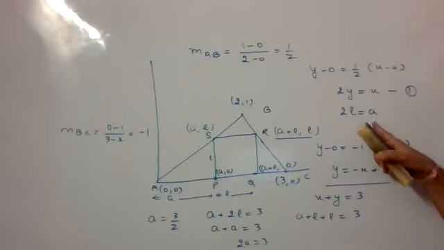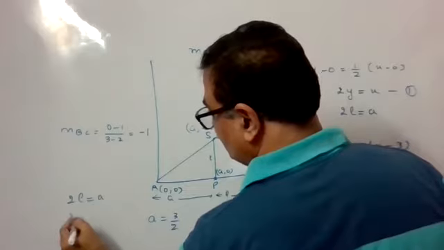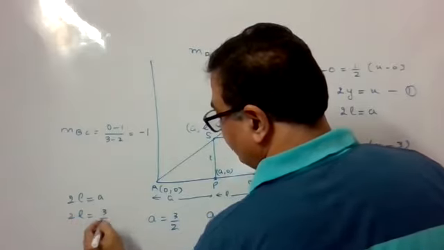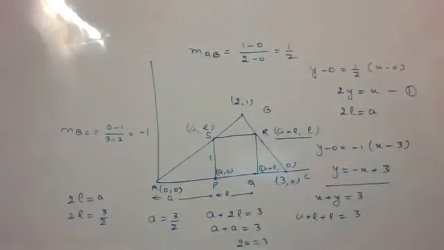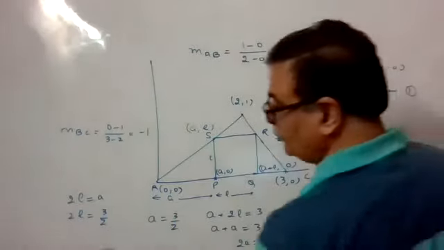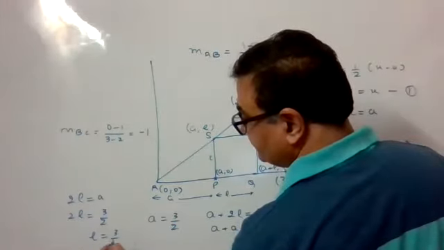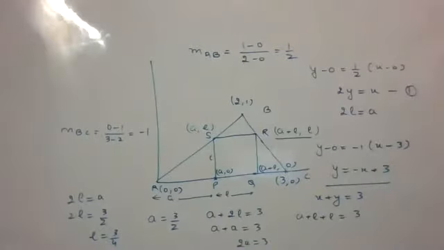If A is known, then L can be calculated. L कितना हो जाएगा? 2L is A. So 2L is 3 by 2. So L comes out to be 3 by 4. Yes. Now you got A, you got L.